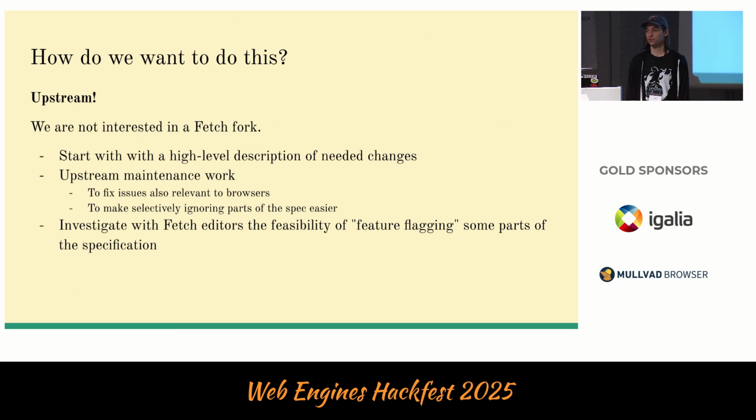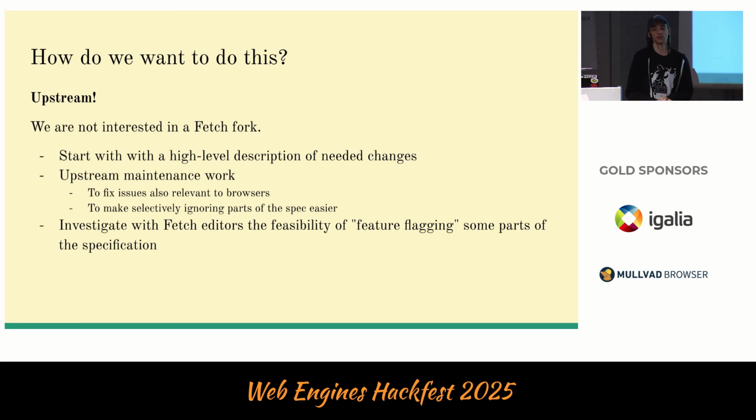and then working on some initial upstream maintenance work, like fixing bugs that we've encountered that maybe aren't relevant to browsers so much, but are relevant to servers, but that would also benefit browsers, and then cleaning up parts of the spec to make it easier to selectively ignore parts of it, like splitting up algorithms that are very large into smaller algorithms where you could say, just ignore this part of the algorithm, or just ignore this algorithm entirely if you're on a server.